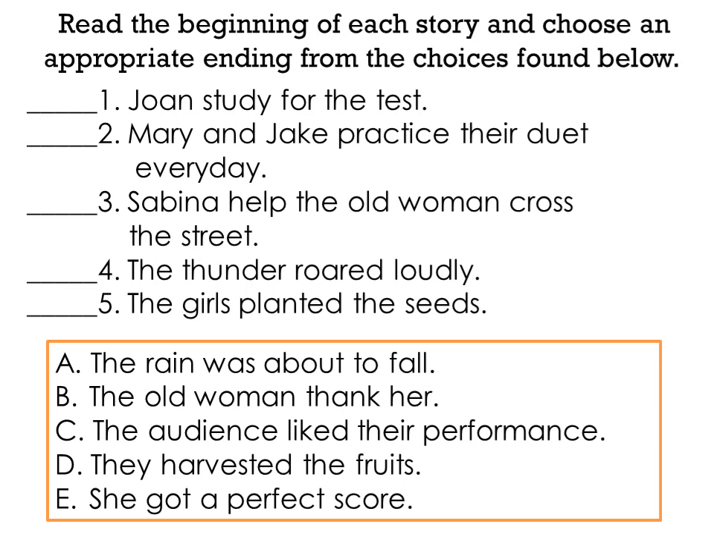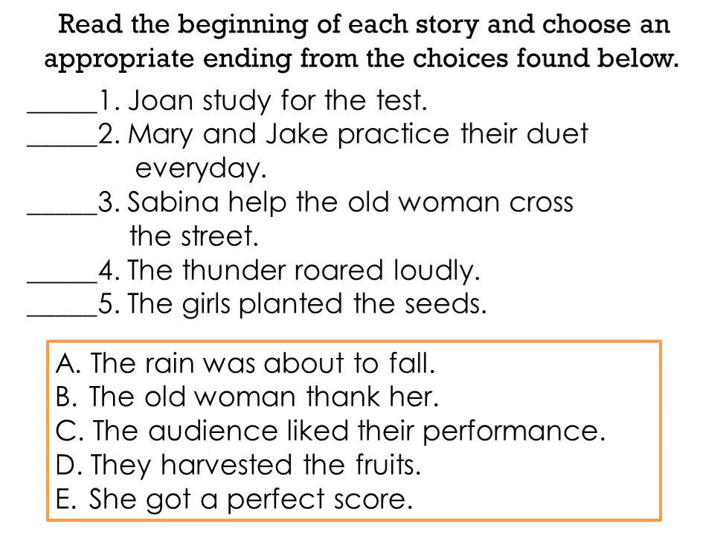Number 2, Mary and Jake practice their duet every day. So what do you think will happen next? Is it A, the rain was about to fall? B, the old woman thanked her. Letter C, the audience liked their performance. Letter D, they harvested the fruits. And letter E, she got a perfect score.